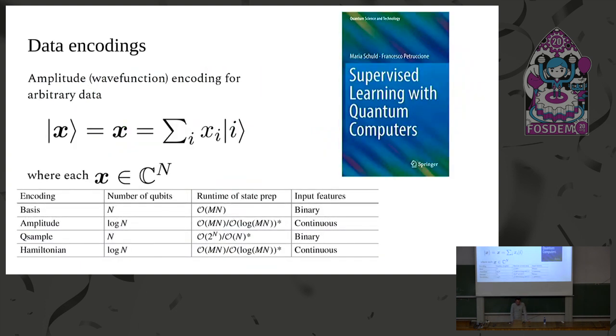And these encodings have been studied a little bit, but not too extensively. This is a table taken from the very nice book of Maria and Francesco. And one example that they have here, again, is the full wave function encoding, where you're encoding each feature into the amplitude. And you have this logarithmic number of qubits, but exponential depth. And in the table, there are other encodings that they consider. I won't go through them all, but just to show you that this has been thought about a little bit, but not too much.